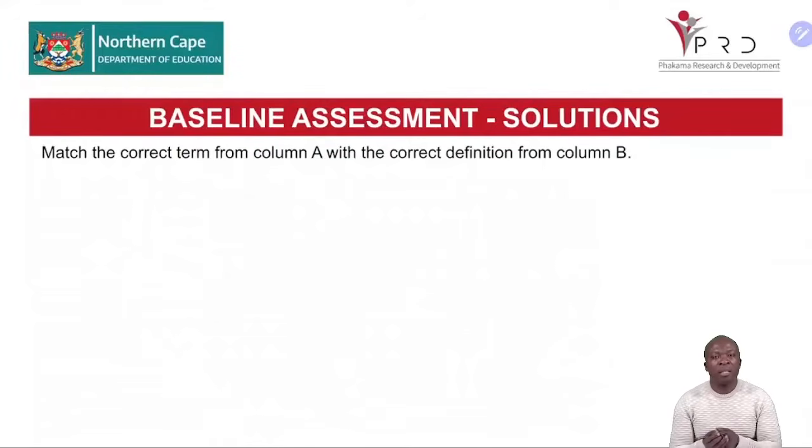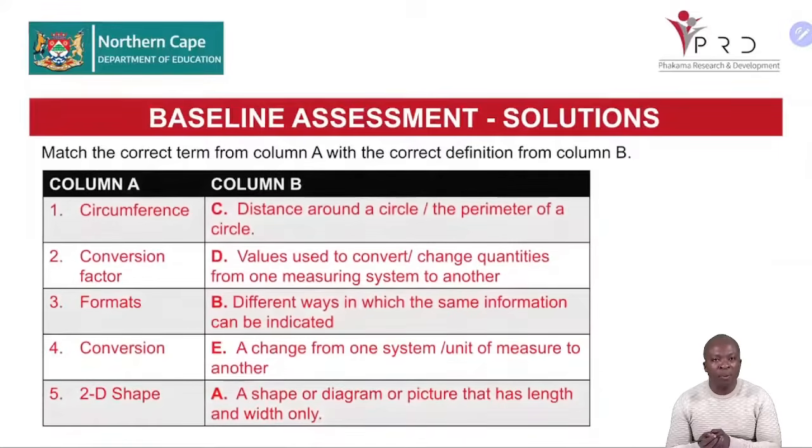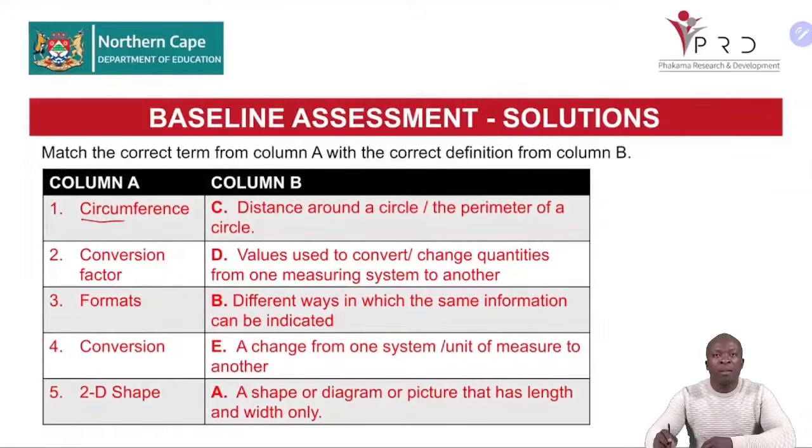All right, let's review together the correct terms that go with each definition. So when we say circumference, we are saying circumference is the distance around a circle, and that one is supposed to be C. I hope you got it correct. Then when we say conversion factor, we are talking of values that we use to convert or change quantities from one measuring system to another. That is what you call conversion factor.